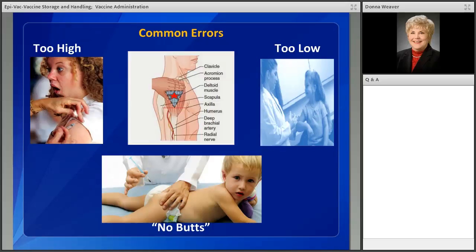And in the lower image, the muscles of the buttock are not routinely used for vaccine administration. There's the potential for striking the sciatic nerve, especially in infants and children, and the buttock is also not a good site for adolescents and adults because there's typically more fatty tissue there, so the vaccine may not reach the muscle. So just remember, as we say around here, there are no buts in vaccines.